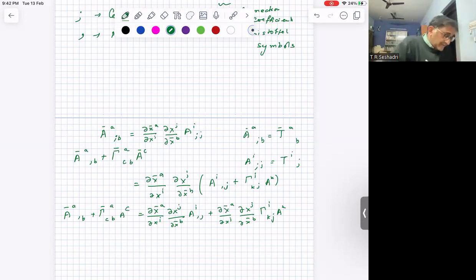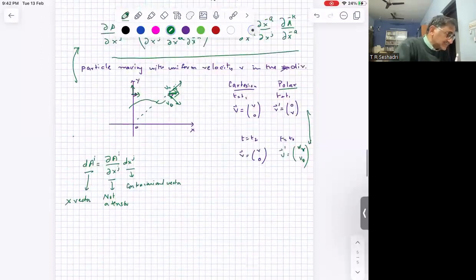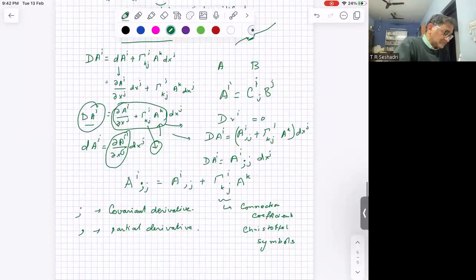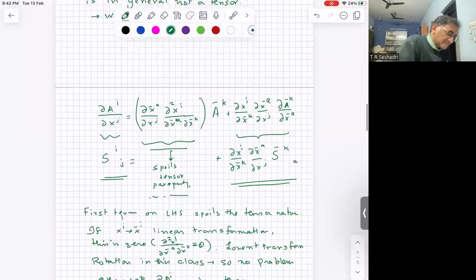Now I write \bar{A} in terms of A because I know how the partial derivative transforms. It doesn't transform as a tensor, but I know how it transforms. I already derived it, right? Here. Yes.